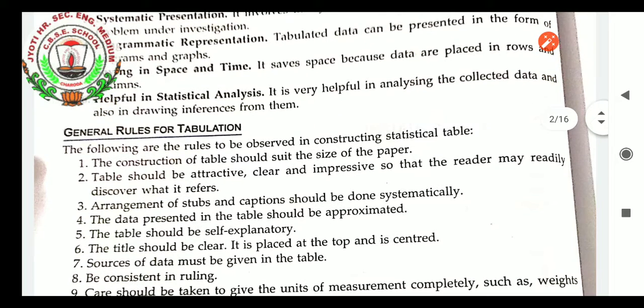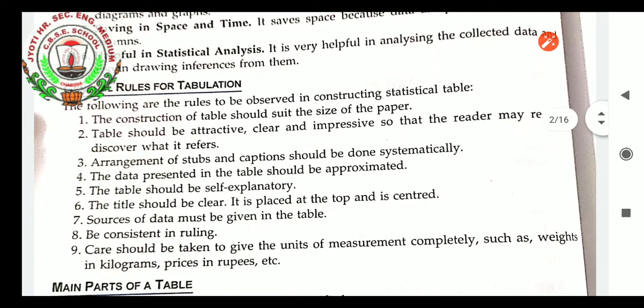Rules for tabulation. When we say rules, students, there are general rules for tabulation. Very first is that the construction of the table should suit the size of the paper.